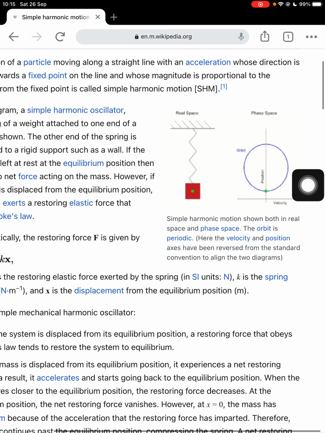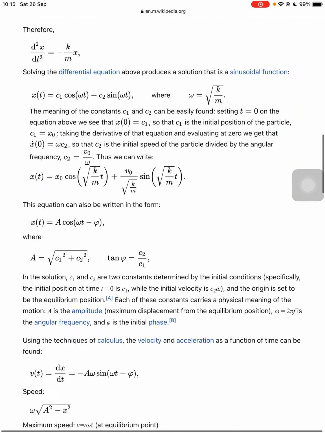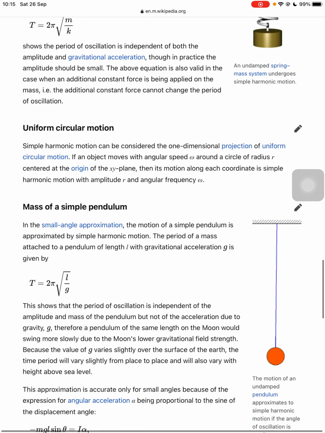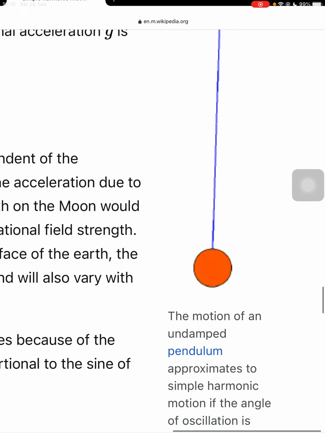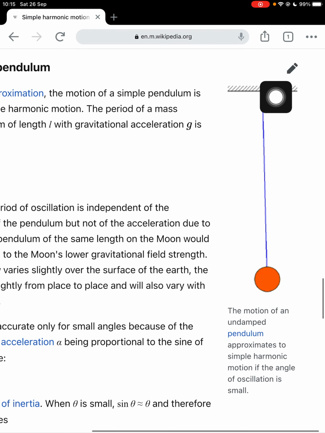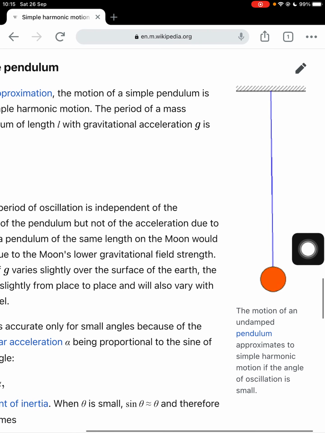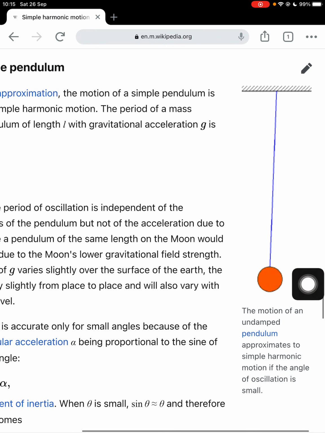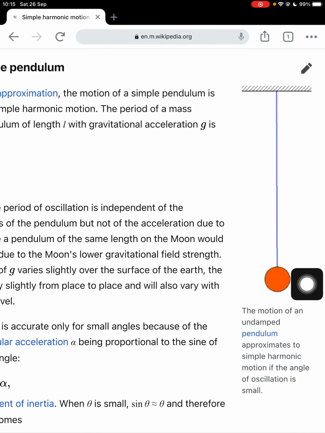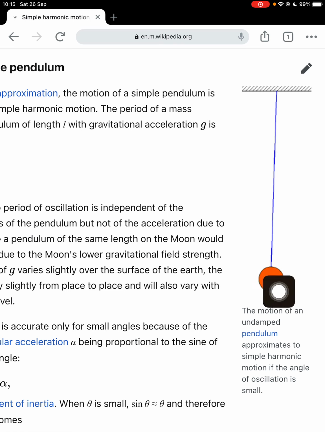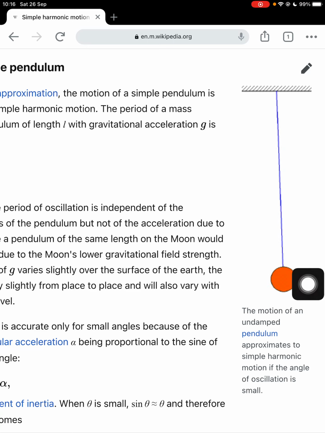Another structure that we want to study is the simple pendulum, where we have a light string and a bob hanging down. You can see that the bob will oscillate, going back and forth forever about a point. So that's called simple harmonic motion as well. The amplitude must be constant.